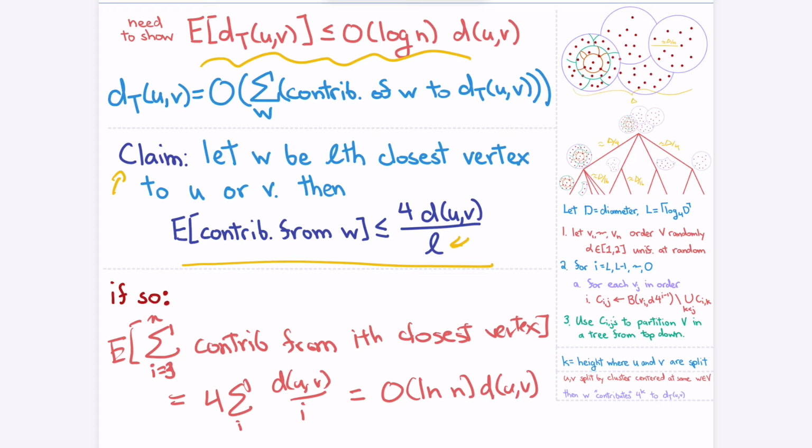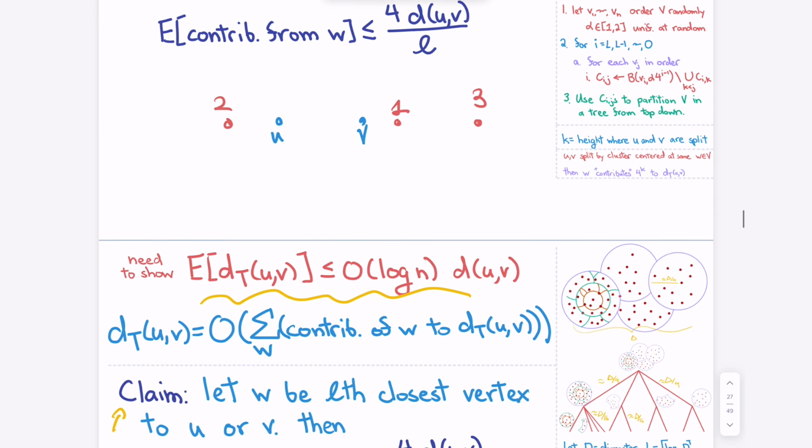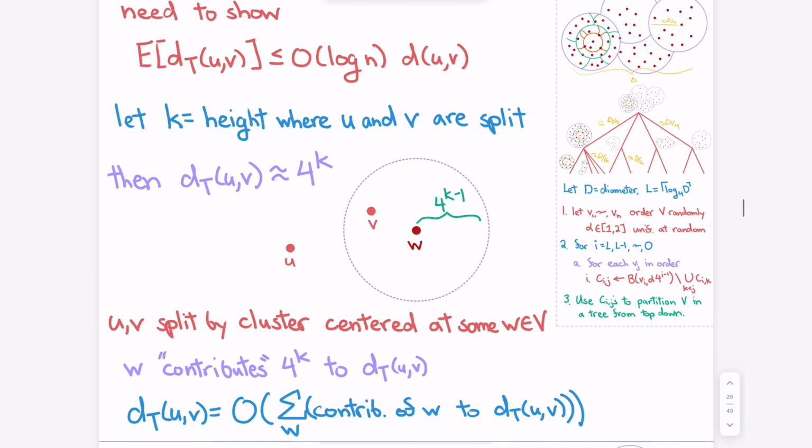What do we mean by contribution from W? This is important to establish because we're trying to pull apart a complicated algorithm. We're looking at u and v, and we're trying to figure out the distance that's assigned to u and v by the tree. That's really dominated by the point in the tree at which they got separated for the first time. When they got separated, that means one of them got scooped out by some ball with some center W and some radius R.